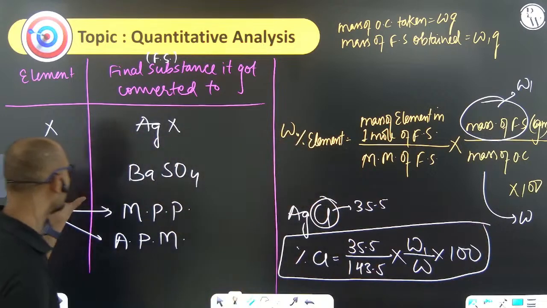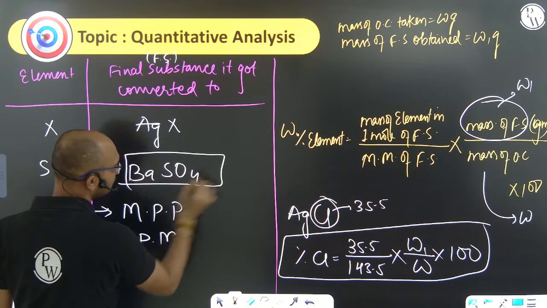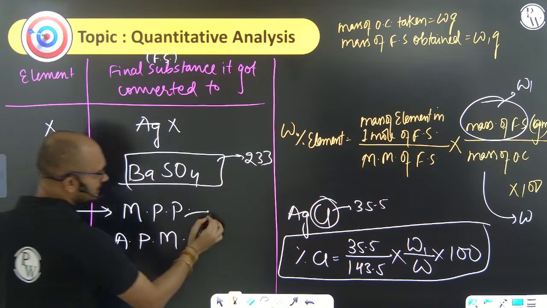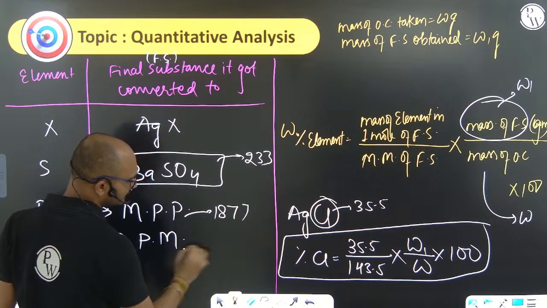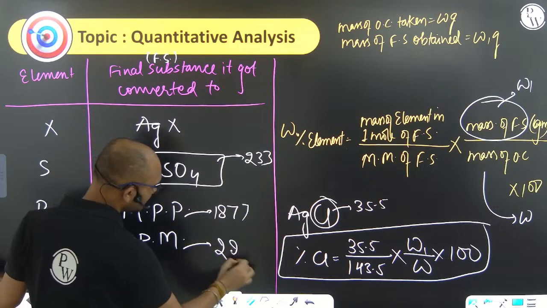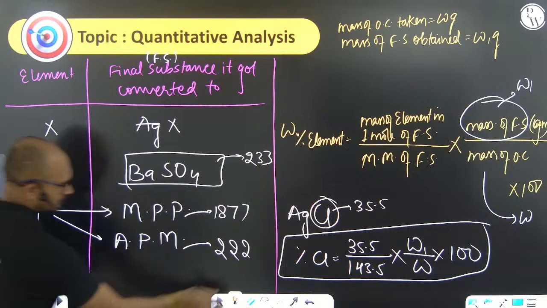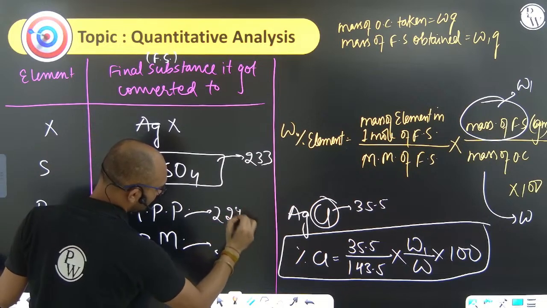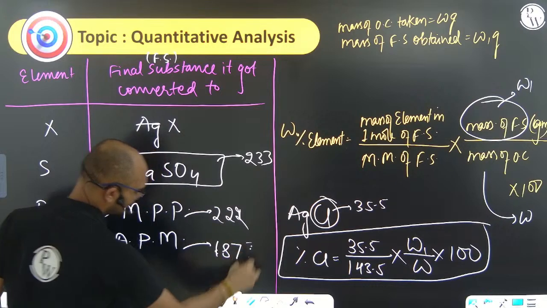Similarly, you can go with the sulfur also. What is the molar mass of barium sulfate? That is 233. Okay, so these are the things I hope you understand, and it will be given also. Sorry, magnesium pyrophosphate is 222, while the other one is 1877. I hope yes, it is all.